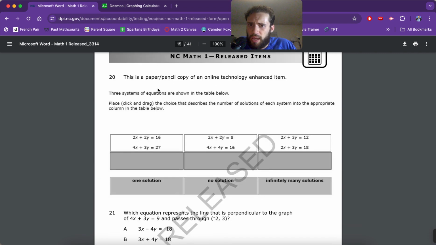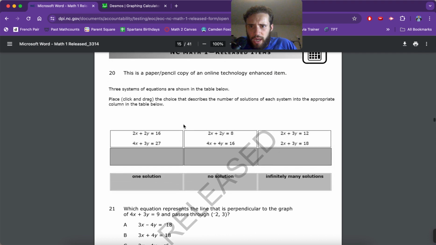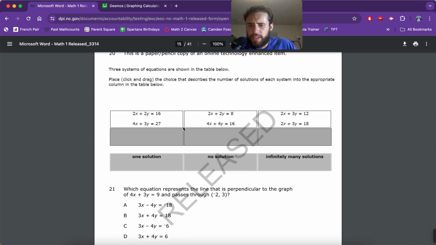All right, so this is the paper pencil copy of an online technology enhanced item. So on the real one, it would be like a drag and drop is what they're saying. All right, so you're just trying to figure out 3 systems of equations. Which one describes how many solutions are appropriate? Okay. So for these, since you have a calculator, you could just type them all into the calculator and you'd see if it's one solution, that's just 2 lines that cross at one point. If it's no solutions, that means that they're parallel, so they never cross. And if it's infinite solutions, they're going to just graph as the same exact line. So you could type them in and see that.